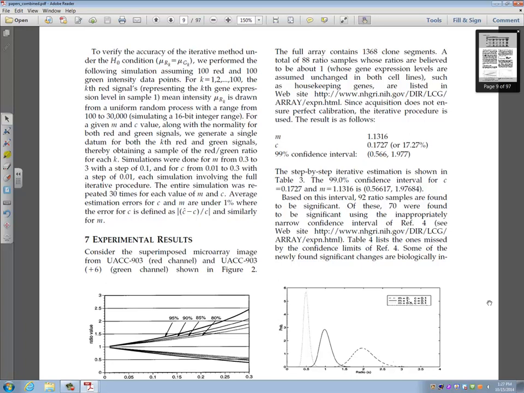Based on this interval, 92 ratio samples are found to be significantly different from 1. Which genes are differentially expressed between these two samples, not at the same level in the two samples? They found 92 of them. Of these, 70 were found to be significant using the inappropriately narrow confidence interval of reference 4. So in an earlier paper, 70 of those were picked up, and they picked up another 22 using this method.